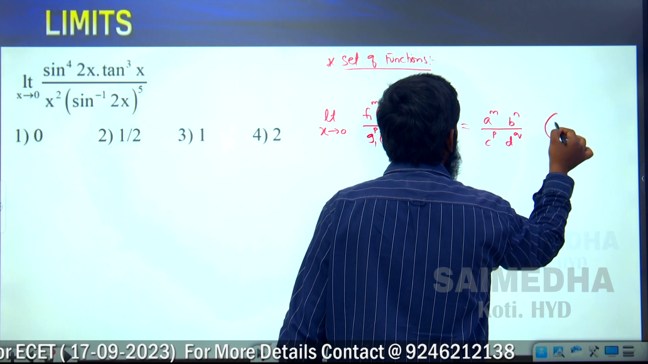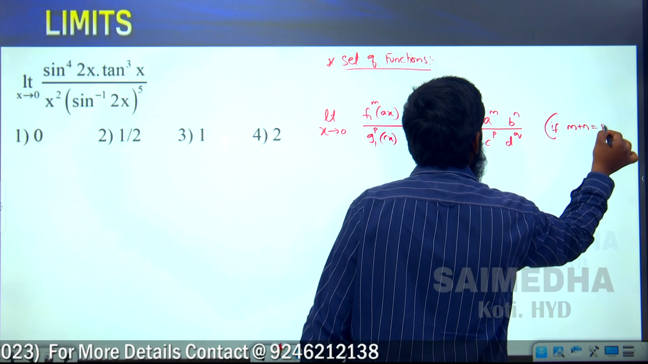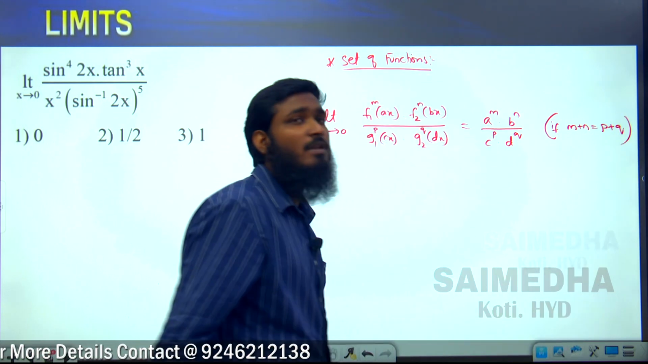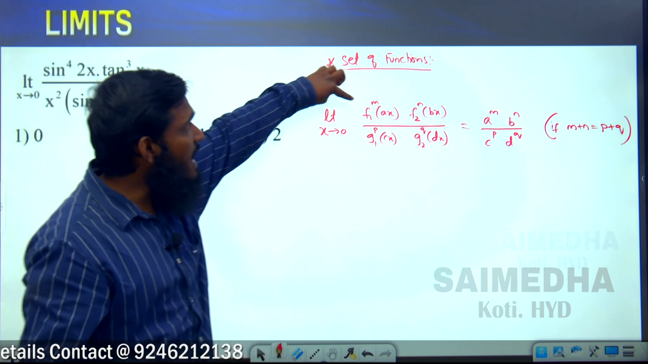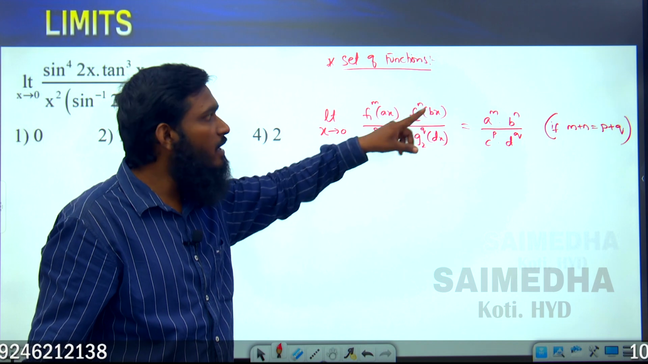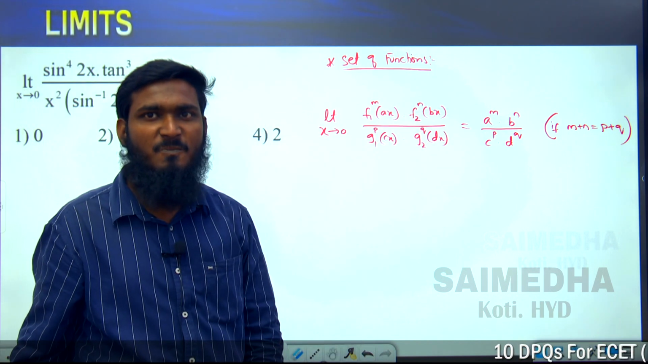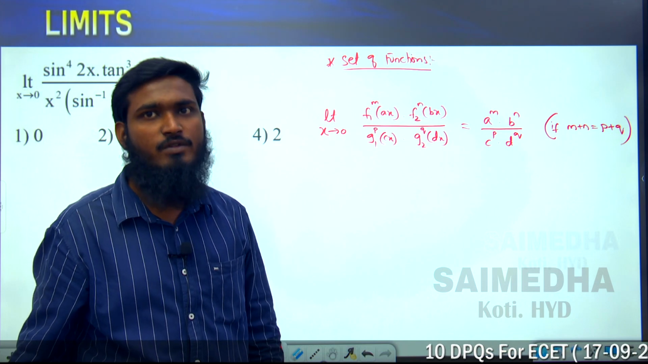Okay, but we are having one condition: if m plus n is equal to p plus q. Now what is the meaning of m plus n equals p plus q? We are adding the powers of the numerator, and we are adding the powers of the denominator. If both are equal, then only we are using this formula. Understood?